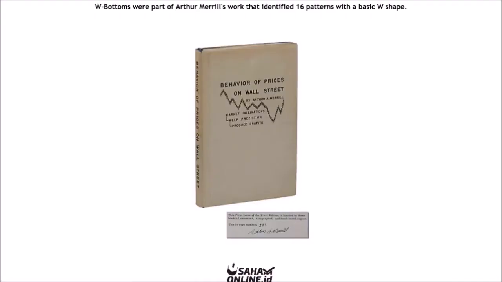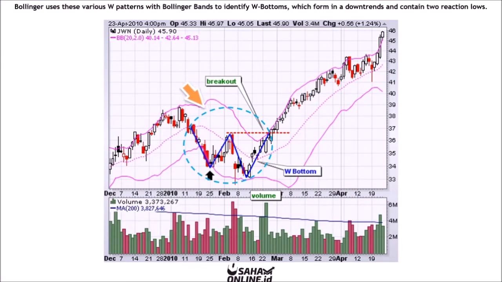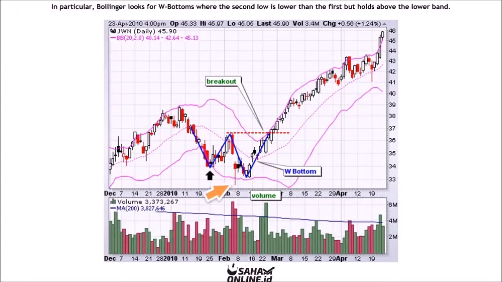W bottoms were part of Arthur Merrill's work that identified 16 patterns with a basic W shape. Bollinger uses these various W patterns with Bollinger Bands to identify W bottoms, which form in downtrends and contain 2 reaction lows. In particular, Bollinger looks for W bottoms where the second low is lower than the first but holds above the lower band.